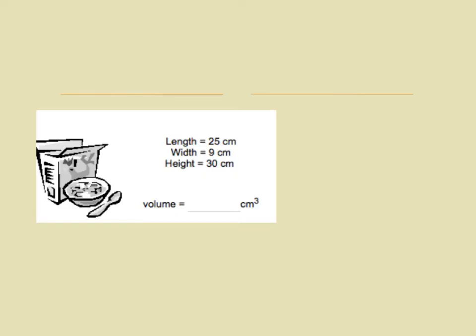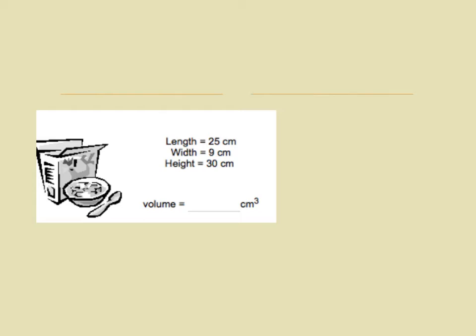Okay, so we're going to talk about the volume of your cereal box. So let's say that you want to know really how much cereal is in your cereal box. Well, let's say that the length of the cereal box is 25 centimeters, the width of the cereal box is 9 centimeters, and the height of the cereal box is 30 centimeters. How am I going to know how much cereal is in the box?